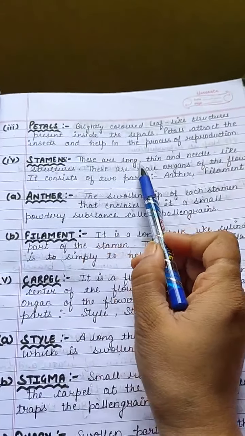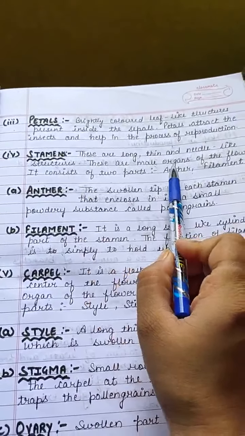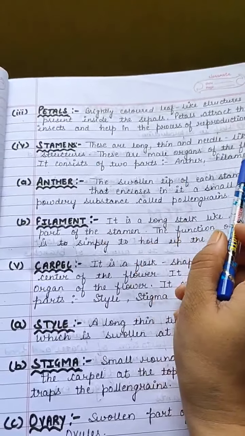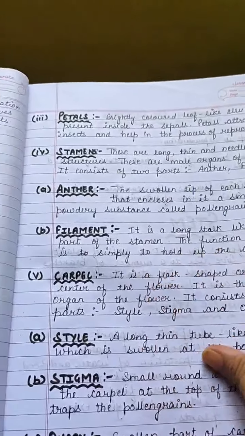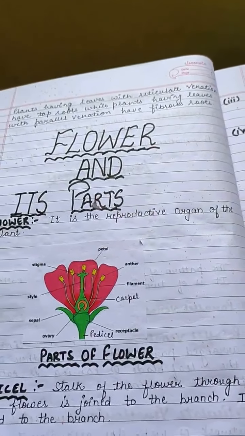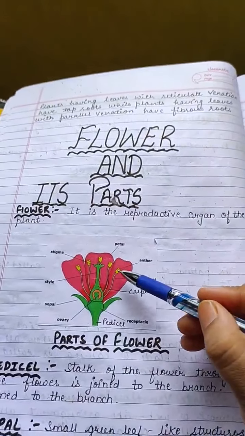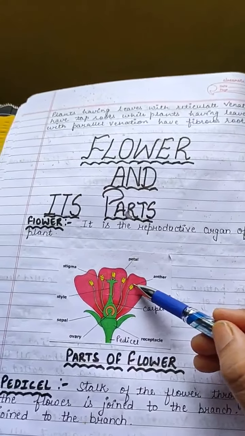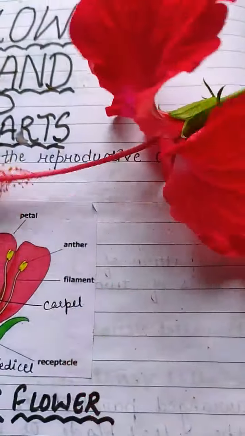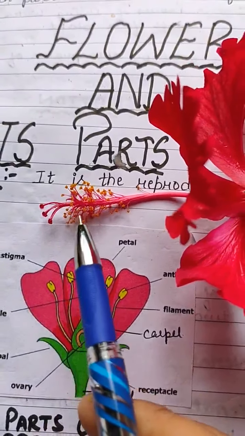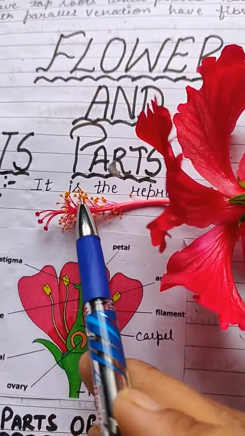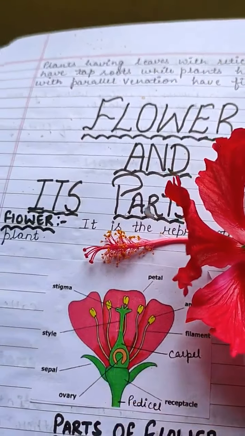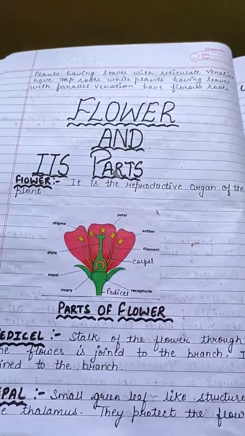Next are stamens. These are long, thin and needle-like structures. These are the male organs of the flower. It consists of two parts, anther and filament. So stamens are the long and thin needle-like structures. These are the male organ of the flower. So this is anther and this is filament, and this whole structure is known as stamen. You can see here also. These yellow parts are known as anther. This red tube-like structure is known as filament, and both of them together are known as stamen. So this stamen is the male organ of the flower.